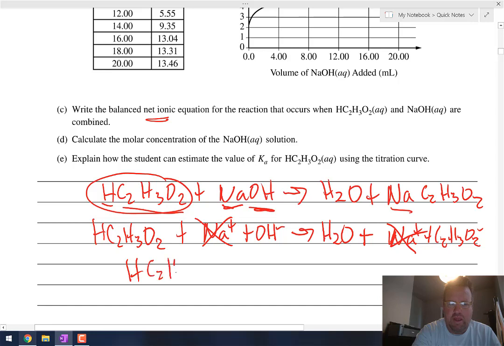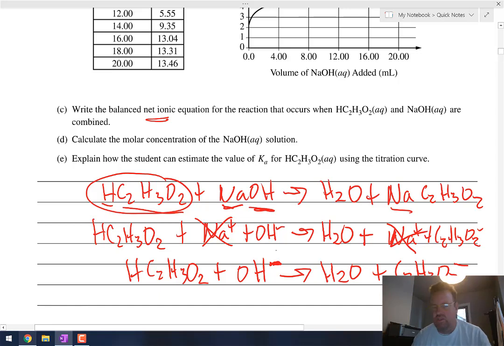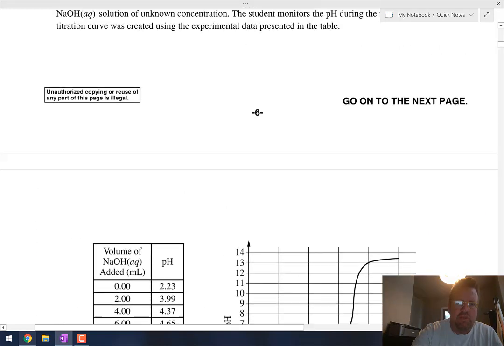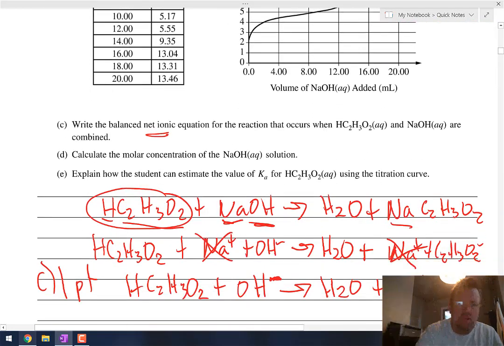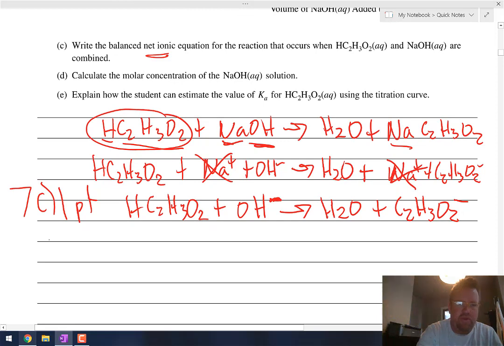So my net ionic equation is the weak acid plus hydroxide making water and the acetate ion. If you leave the charges out, you don't get credit, so there's got to be that minus on the OH, the minus on the acetate, and that was just a 1 point response for part C. So I think we were up to, were we up to 6 points so far? Yeah, we were up to 6 points so far. So with part C, we are now up to 7 points.